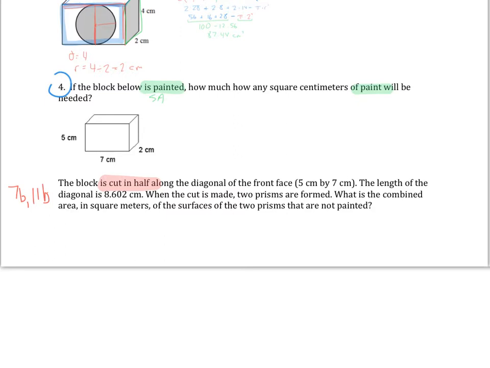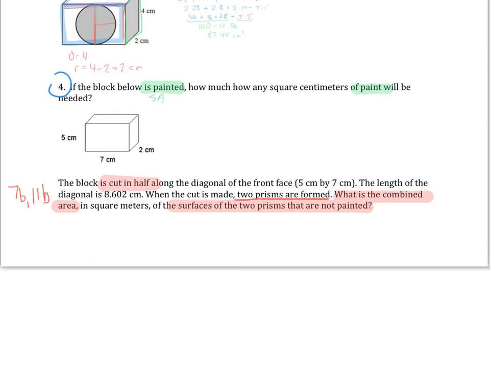Look at how the question is made. A couple things here. When the cut is made, 2 prisms are formed. We're going to talk about the cut in a second. We form 2 prisms, and the question is, what is the area of the surfaces that are not painted? Remember back in part 1, we painted the outside of this. So what's not painted? The inside, right? So when I make the cut, I'm exposing an unpainted surface. We need to look at what shape that is so that I know the formula I need to find the area of it. So let's talk about how it's cut.